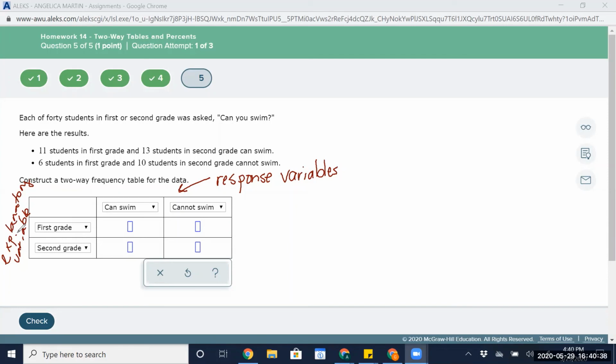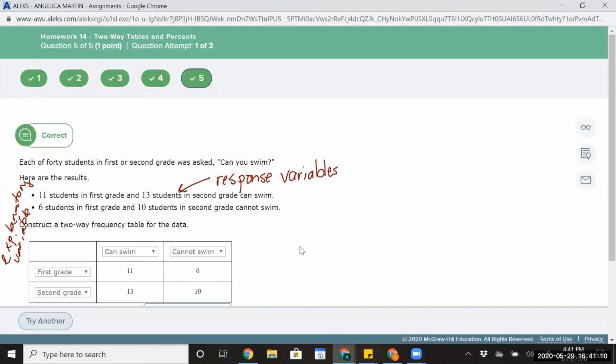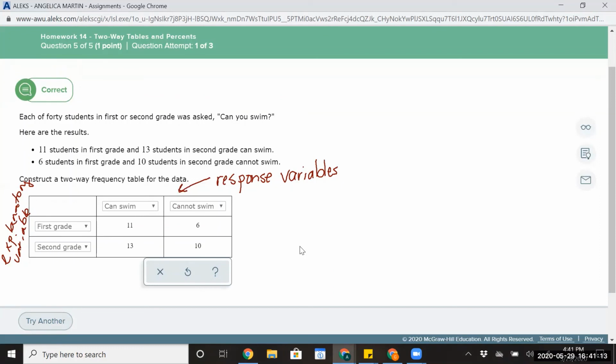So let's go ahead and fill in this table now that we've set it up for ourselves. 11 students in 1st grade and 13 students in 2nd grade can swim. So over here under can swim, I have 11 students in the 1st grade and 13 students in 2nd grade. My next bullet point says 6 students in 1st grade and 10 students in 2nd grade cannot swim. So in the cannot swim column, I've got 6 in 1st grade and 10 in 2nd grade. And I'm going to check to make sure I had all the correct variables. And it looks like we did well. And that takes care of your homework for today.